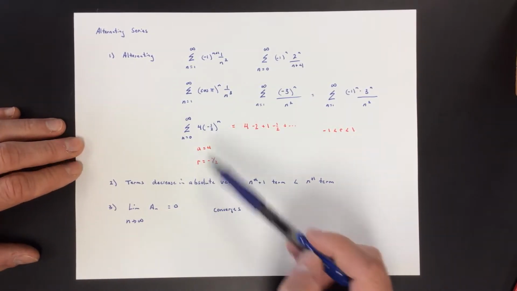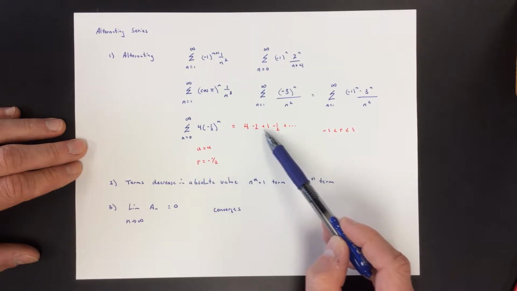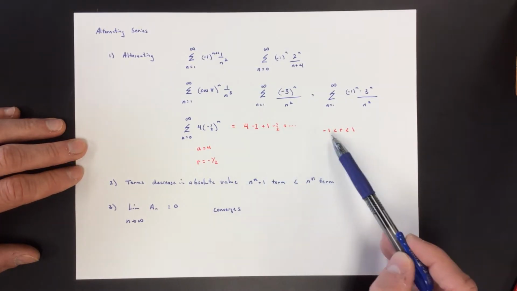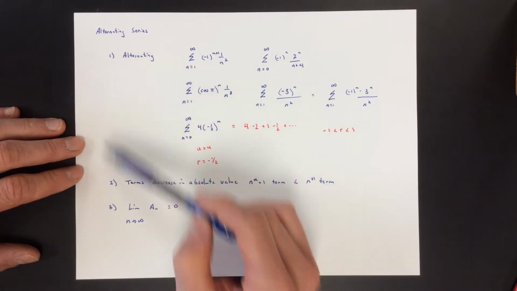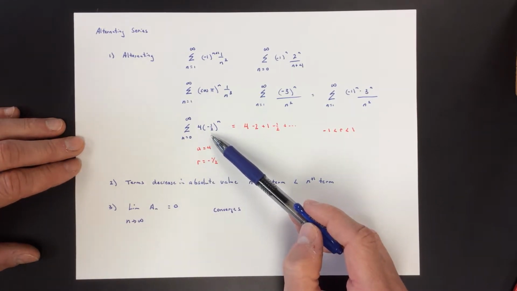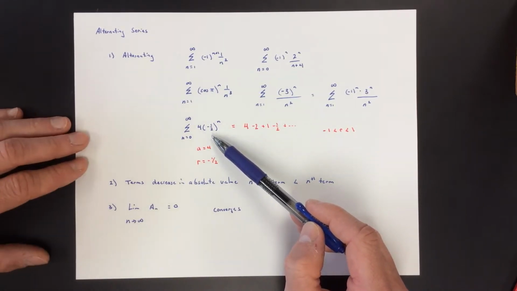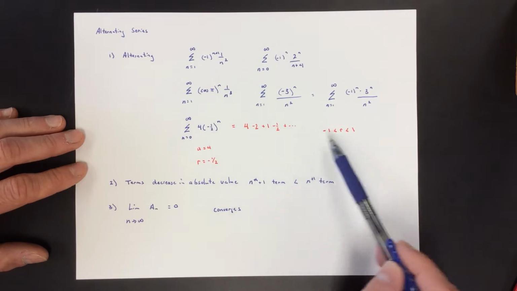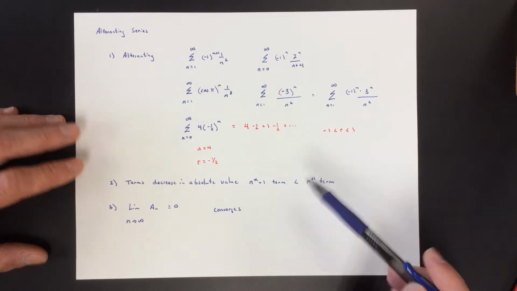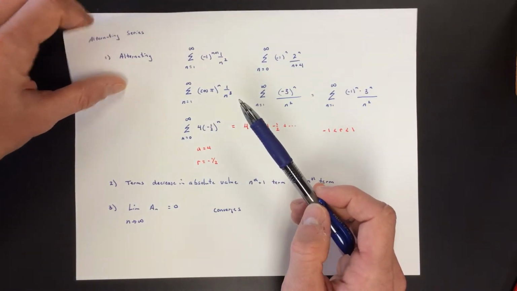It is alternating. The terms themselves do decrease in value, and the limit of this is 0. So if you applied the alternating series test to an alternating geometric, it would pass, of course, meaning it would converge. But again, geometric, we already knew how that operated. So let's look at alternating non-geometric cases.